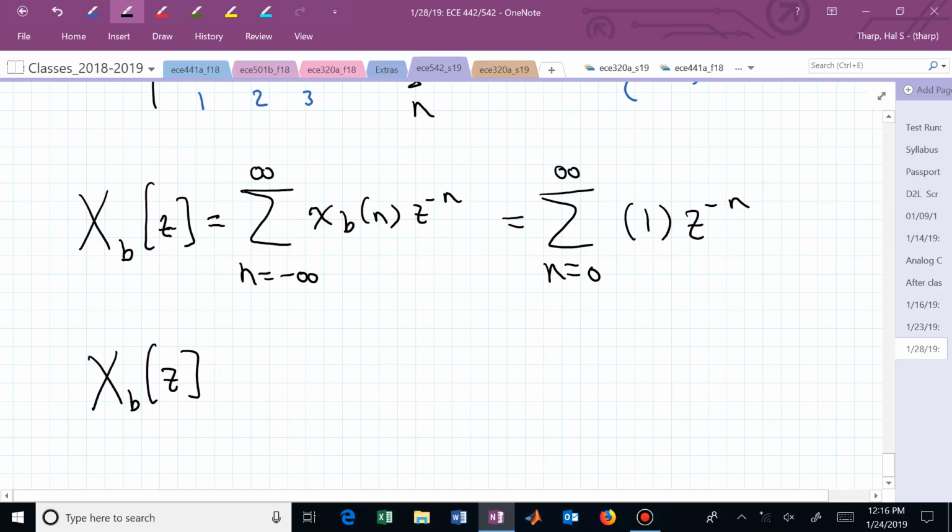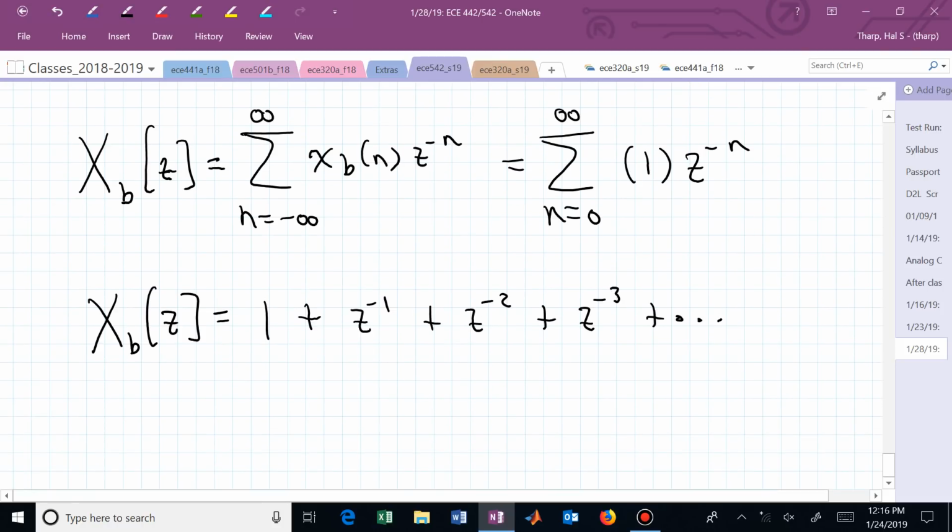x sub b of z, now let's just write this down. We now have it's 1 when n is equal to 0 plus, again, this is an infinite sum. We look at what happens when n is equal to 1. That's now z to the minus 1 plus z to the minus 2 plus z to the minus 3. And that pattern just keeps going. And now we have this infinite series expression for x sub b of z.